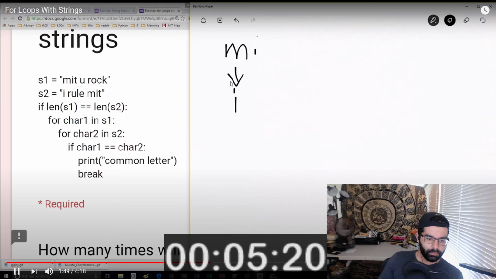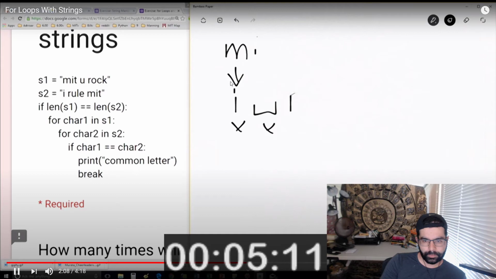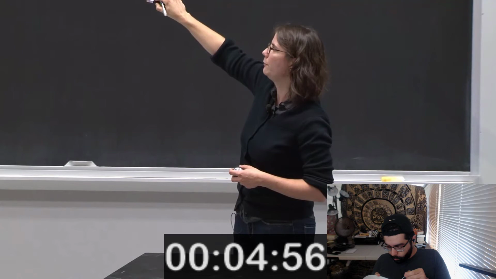So if character 1 is equal to character 2, they're not. Don't do anything. Keep going to the next character in S2. The next character is an R, don't do anything. The next character is a U, don't do anything. Then an L, don't do anything. Then an E, don't do anything. Space. And then suddenly we get to an M. So we're still in the outer for loop, we're still looking at M, right? And we're comparing M with every other letter inside S2.